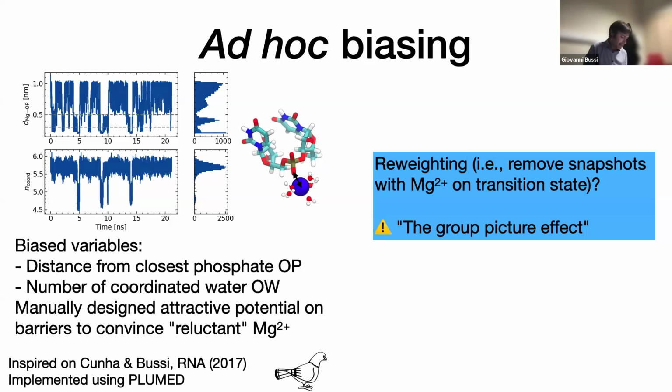a maybe naive way, is like this: our magnesium ions are encouraged to spend time on the transition state. So whenever there is one magnesium ion on a transition state, we have to remove that snapshot because it's not compatible with the physics. And the problem here, when you have a lot of phosphates and a lot of magnesium ions, is that you obtain something that I like to call the group picture effect.